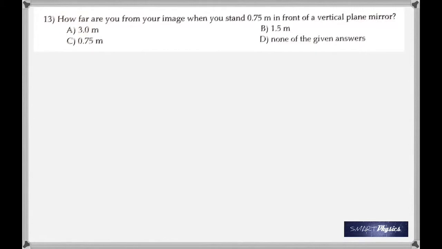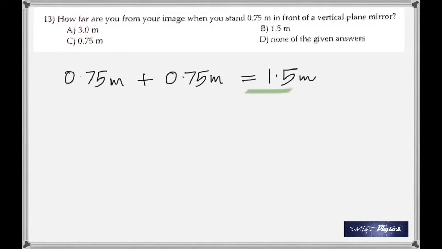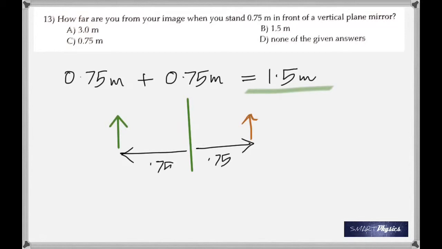How far are you from your image? When you stand 0.75 meter in front of a vertical plane mirror, of course you are 1.5 meters away, because the image is as much behind the mirror as you are in front. So the distance between you and the image is 1.5 meter.